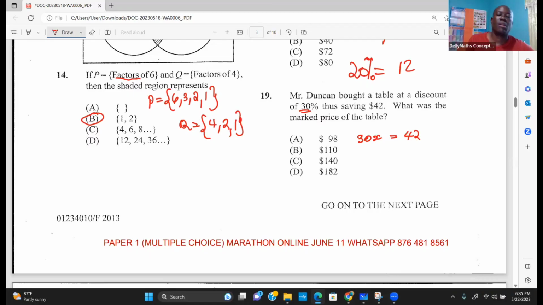Okay. So it's 42 multiplied by 100. So you want me to do this like that? Like that you want? Yes, sir. And then I divide both sides by 30. Okay.